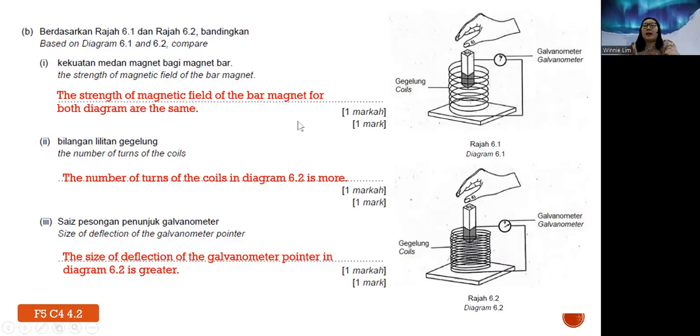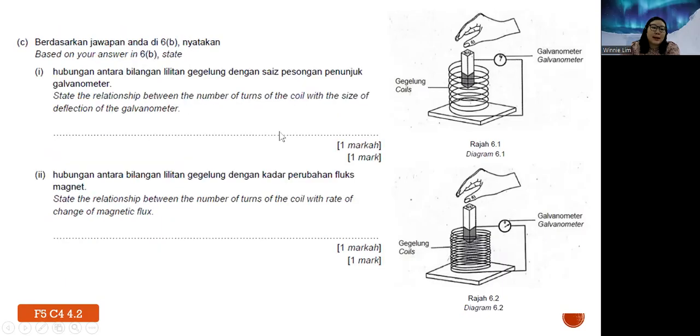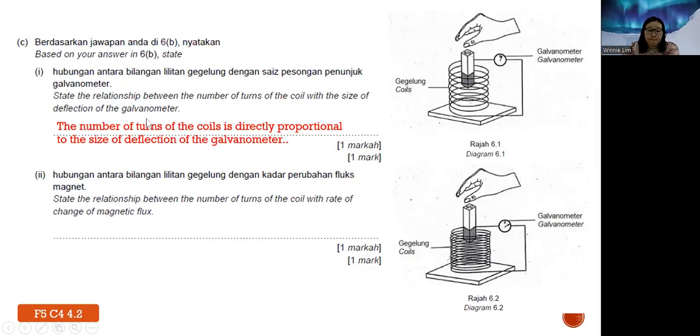Okay. Then normally after they ask you to compare, they will always ask you to give the relationship. So what is the relationship between the number of turns and the size of deflections of the galvanometer? Of course they are directly proportional. Or you can say the more the number of turns, the more the deflections of the galvanometer, or you can use the term directly proportional.